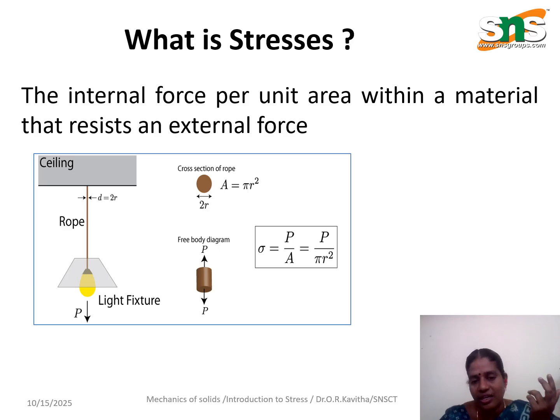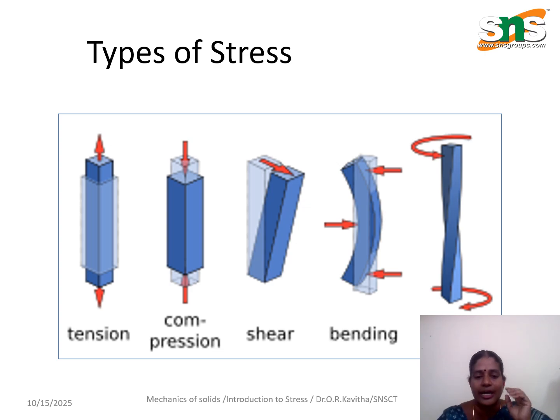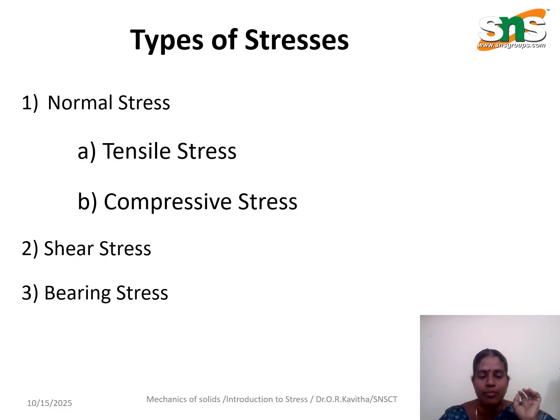If you are taking a circular rod, the area will be pi r square. So the stress can be given by force divided by area, pi r square. Now we will see the types of stresses. According to the type of loading, the type of stresses will vary: tension, compression, shear, bending and torsion. Now we will see them one by one.